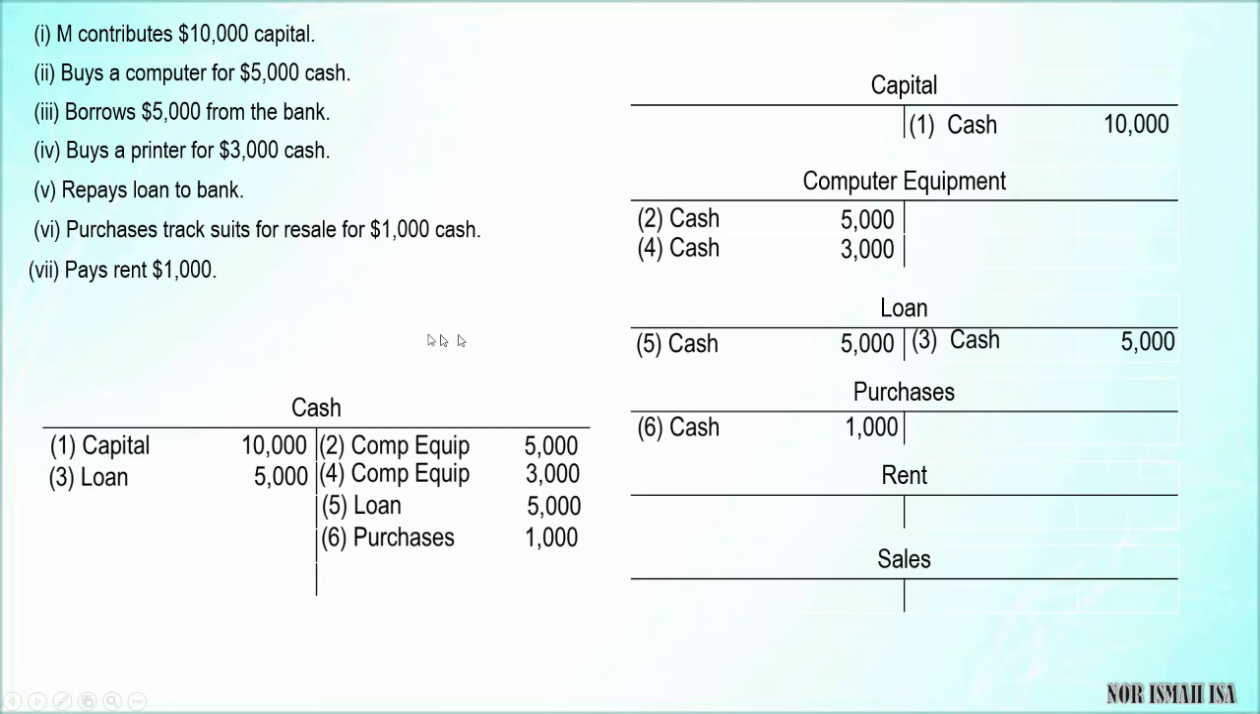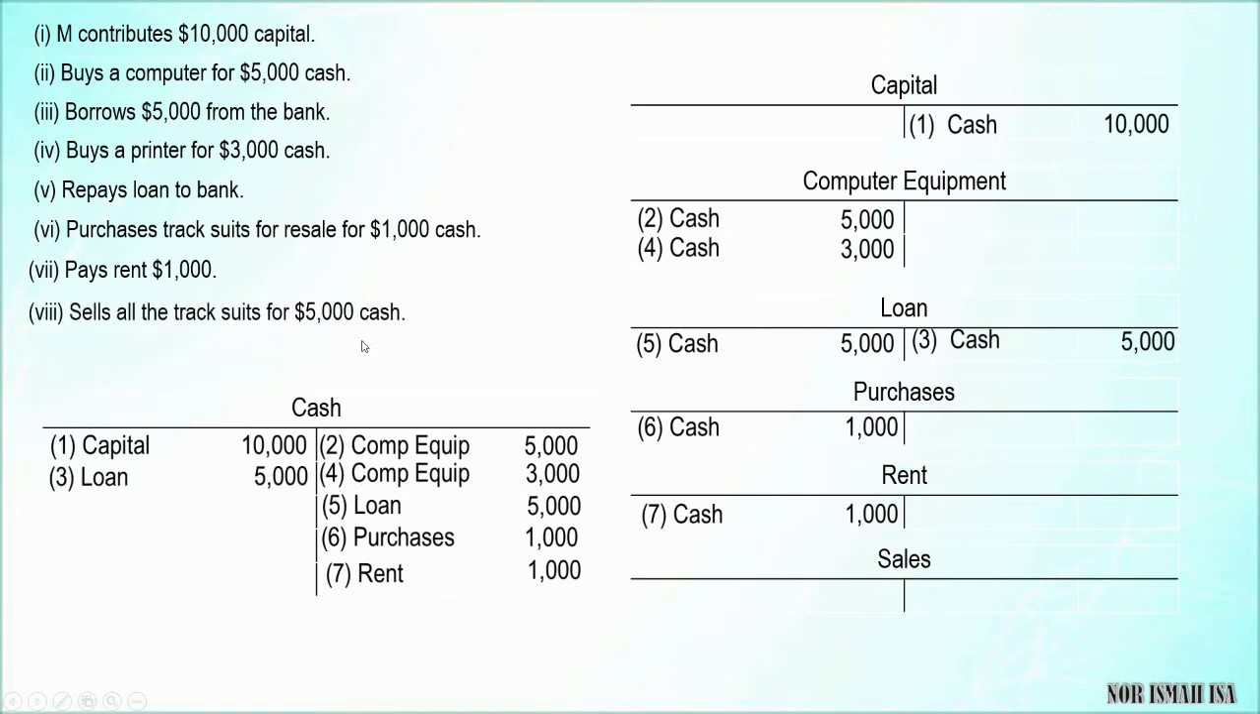And that is pay rent 5,000. When the company pays rent, the cash will decrease. So again, credit cash with 1,000 because of the rent. So this rent is an expense, so it should be debited with 1,000 cash.